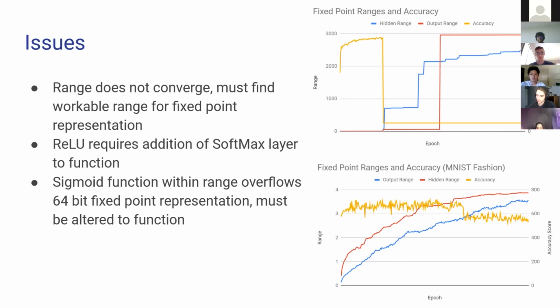Finally, our sigmoid function, which we were using for the vast majority of the project, did not work unedited with our 64-bit fixed point representation, as using the sigmoid function would overflow our fixed point representation in a lot of cases and had to be smoothened and altered in order to function well. As you can see, these two graphs show the different sorts of discontinuities we were getting from the overflowing of our sigmoid function.